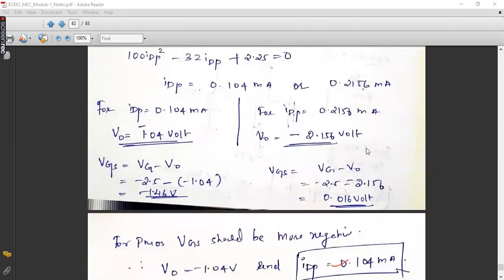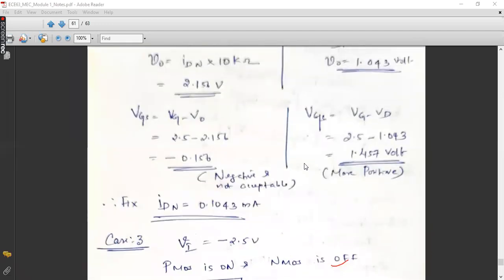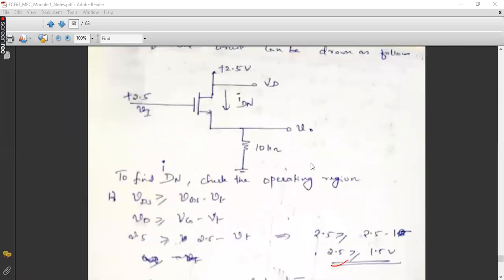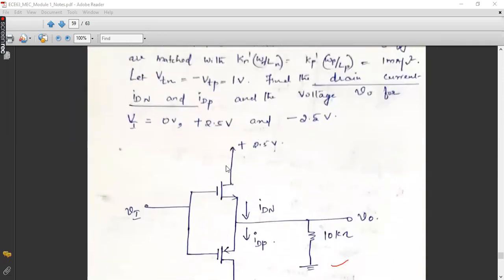Any doubts? Clear now? This question is a little bit lengthy, but they may not ask all the three cases. Here we have taken all the three cases and analyzed the entire circuit diagram for zero, for positive voltage, and for negative voltage. But maybe they'll be asking for any one case, either for 2.5 or negative 2.5. In that case, you have to compute the corresponding current. Clear now? Anusha? Yes, sir.